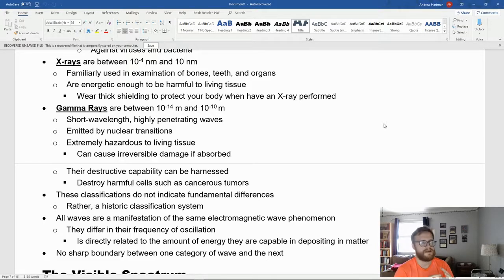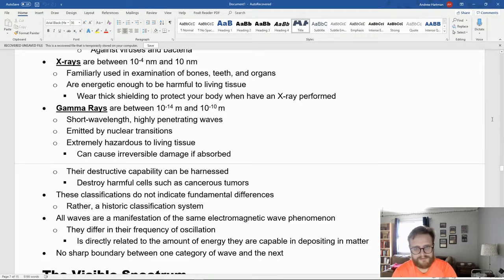Now, this classification system does not mean that there is literally anything different in terms of the composition of these waves. The only thing different is the frequency and wavelength, right? That is the only thing that separates them. It's not like here's a box of blue X-rays and a box of green gamma rays. They are categories, and the cutoff lines of each category are very hazy, because it's not really categories. It's just classifying different wavelengths, different frequencies. They're all a manifestation of the electromagnetic wave phenomenon. Again, the only thing they differ in is the frequency of oscillation, and there's no sharp boundary.